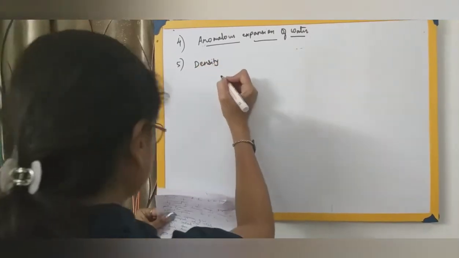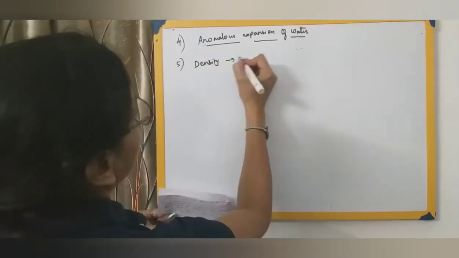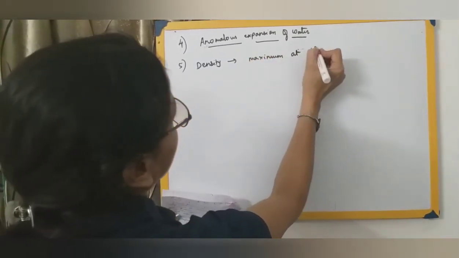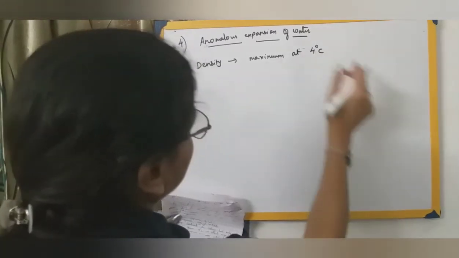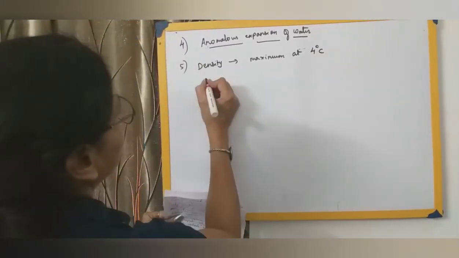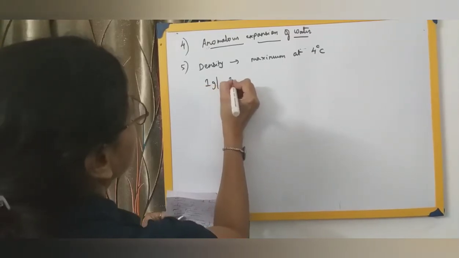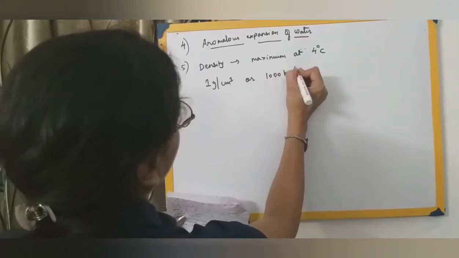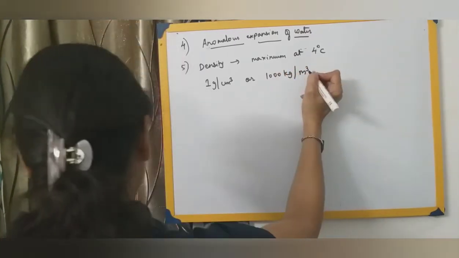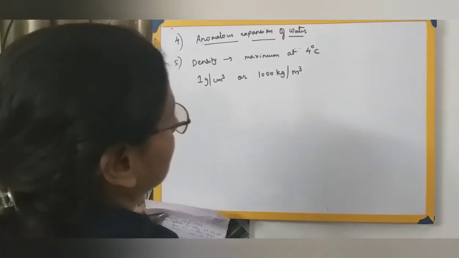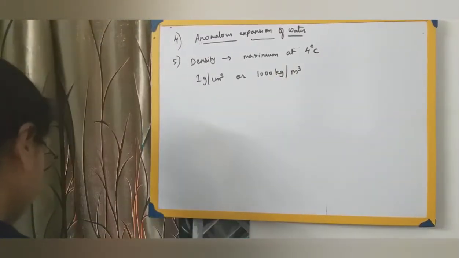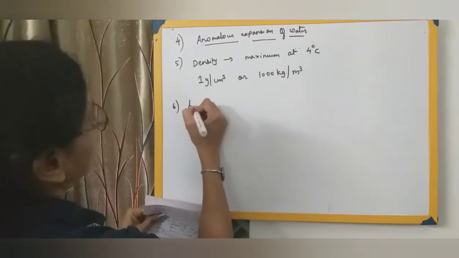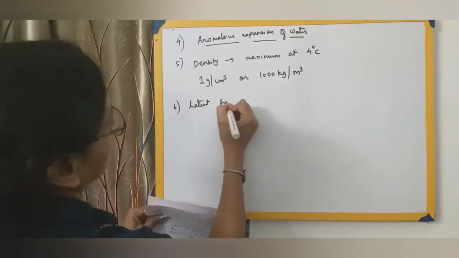So I already told you the density is maximum at 4 degrees Celsius. Maximum density at 4 degrees Celsius, that is 1 gram per cubic centimeter or 1000 kg per meter cube. This is the density of water, the maximum density at 4 degrees Celsius. The next point that we have is the latent heat of fusion of ice.